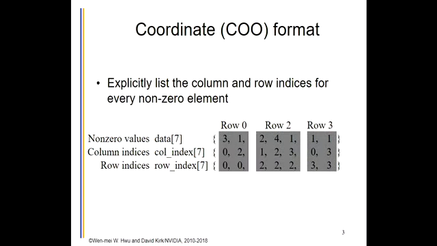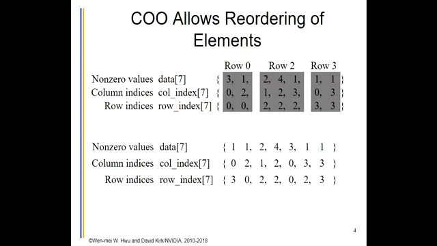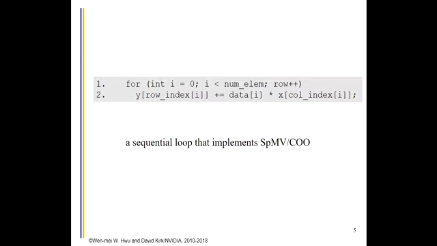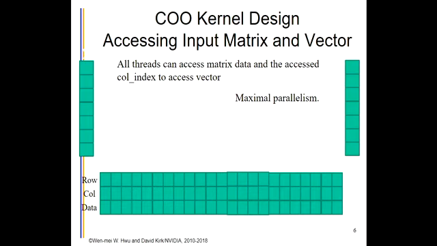Going back to the COO format, we already talked about it. Every element also carries the column index and the row index. So, reordering. I usually tell a story about the reordering, but I'm not going to tell that story anymore. I think Carl's demo is much more interesting.